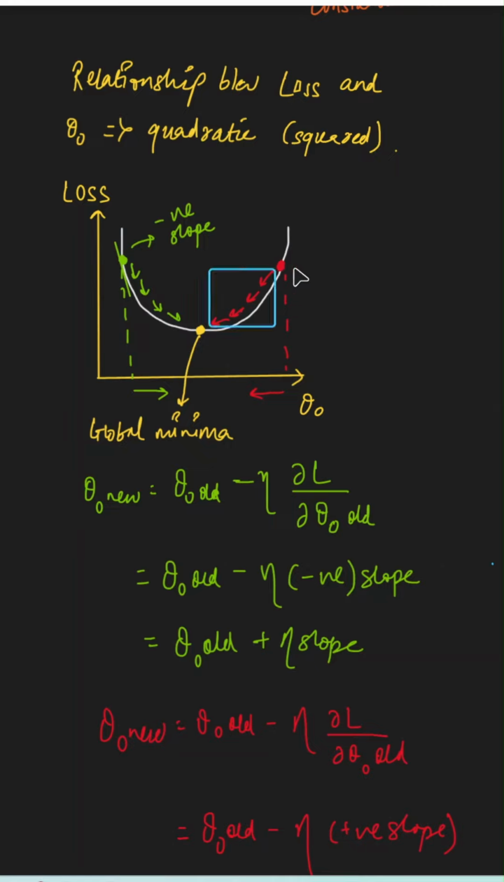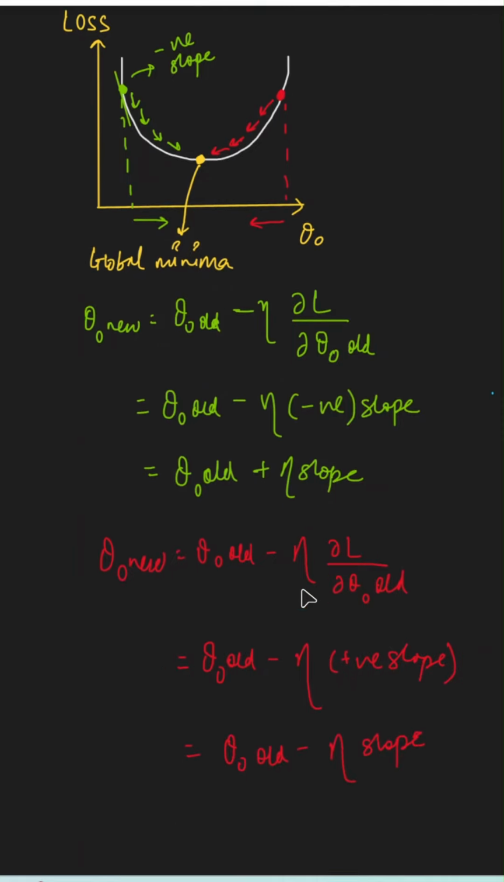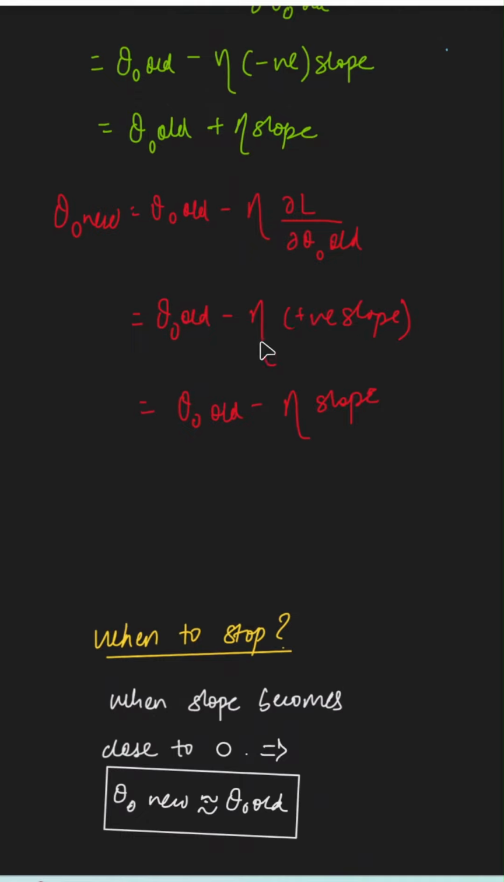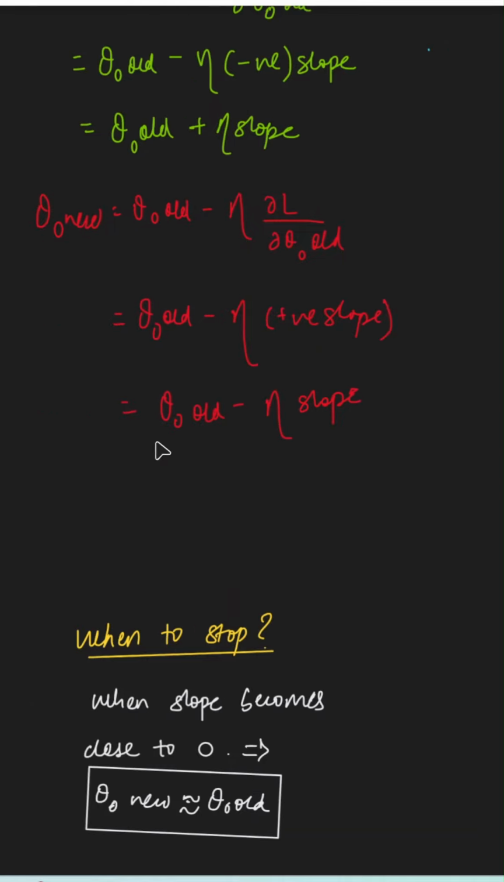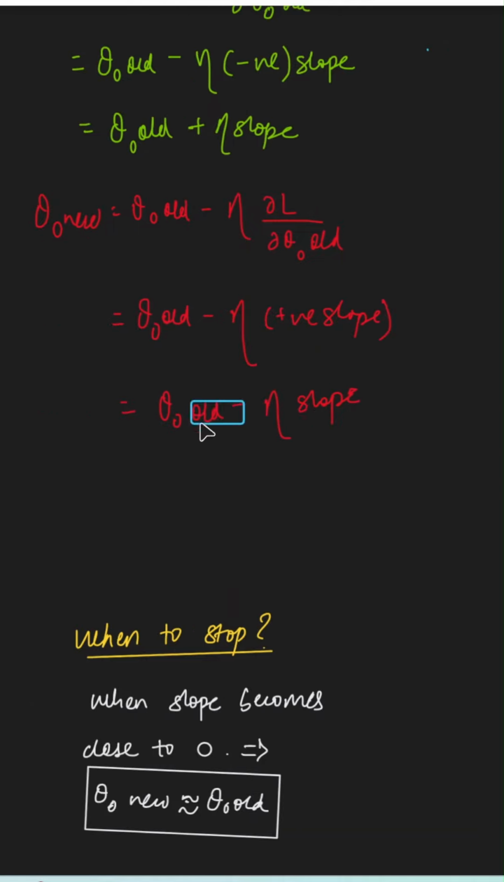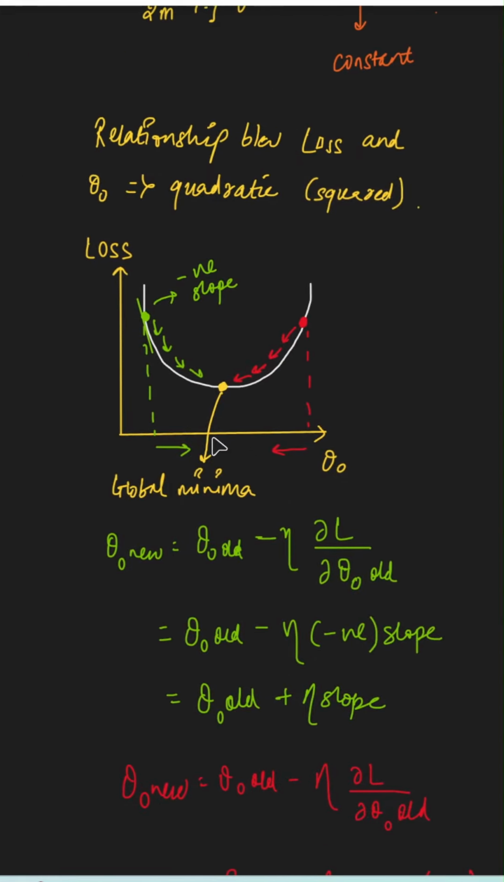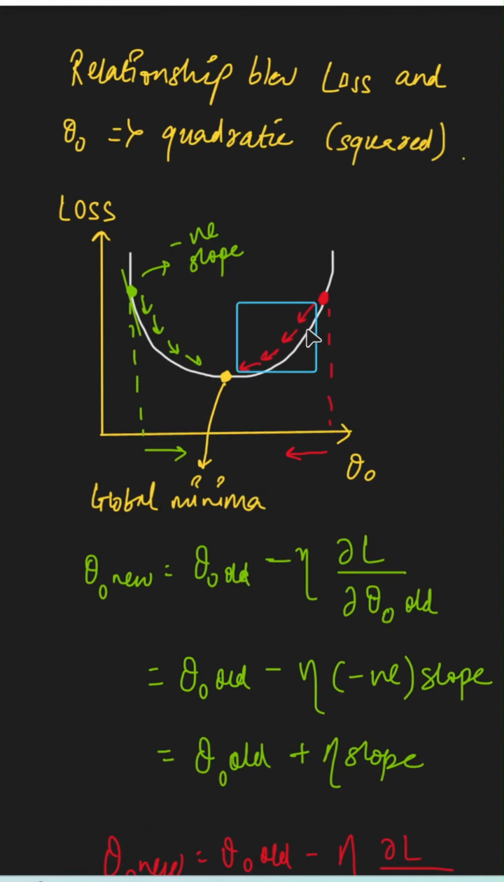Similarly, if we start at this point, let's say, then the slope at this point is positive. So let's plug these values into the gradient descent equation: theta 0 old minus eta multiplied by the positive value, which means we need to subtract some value from theta 0. And if you see from the curve also, we can say that yes, we need to subtract something so that we reach this global minimum. This is how the whole gradient descent works and helps in getting these values of theta 0 and theta 1.